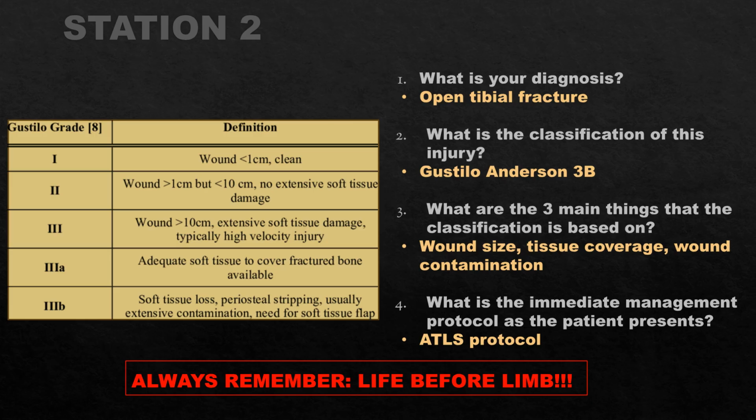Classification is based on wound size, degree of contamination, soft tissue injury and coverage. Immediate management: follow ATLS protocol. And always remember, life before limb. Primary survey: airway, breathing, circulation, then IV antibiotics immediately, tetanus prophylaxis, sterile dressing, splinting, urgent orthopedic referral for surgical debridement. Early antibiotics significantly reduce infection risk.